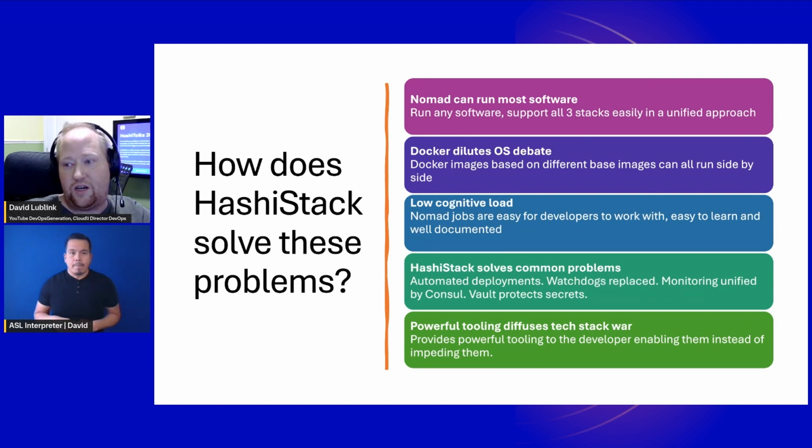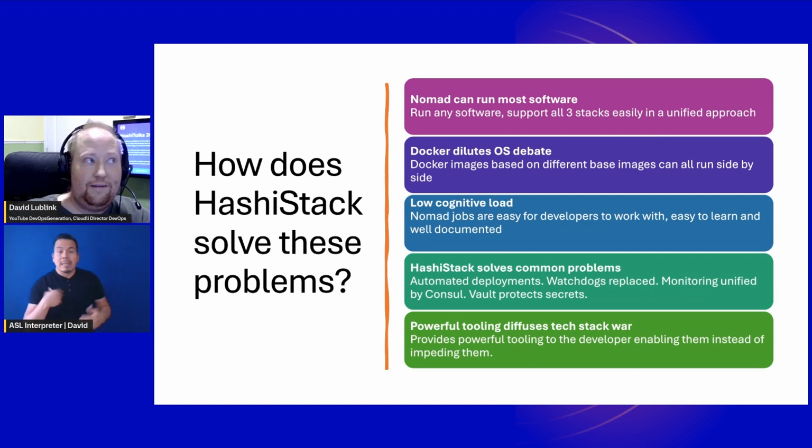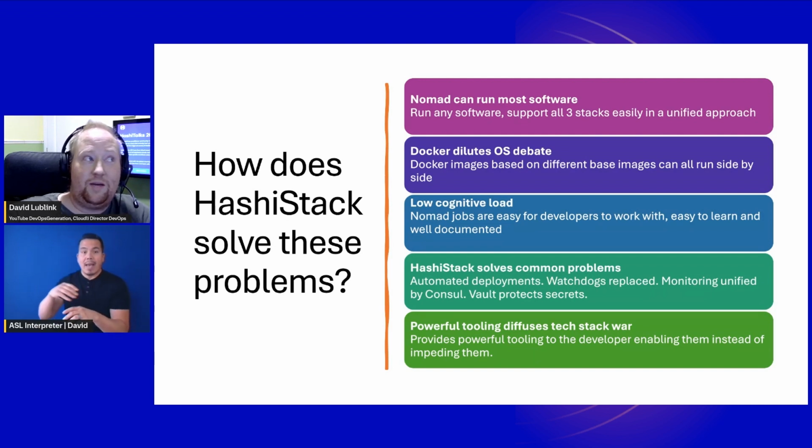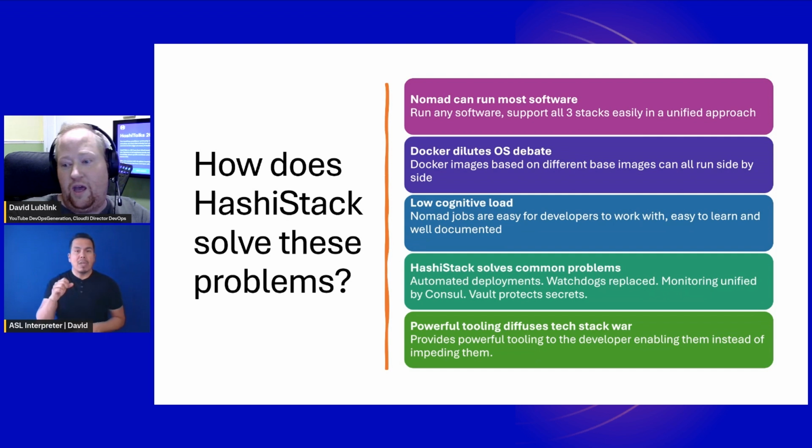Hashistack offers solutions to common problems such as service health checks, automatic service restarts or watchdogs, secrets management, no more secrets in Git, etc. Docker is going to dilute the OS debate. If I can have any OS-based image in my Docker container, I don't really care what's happening outside the container anymore. And when your developers are offered Hashistack, they're empowered because they can more easily deploy their work.